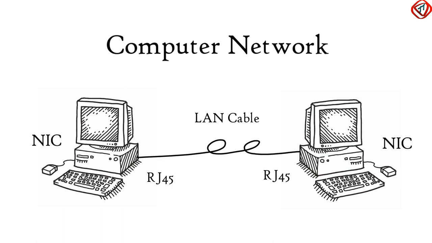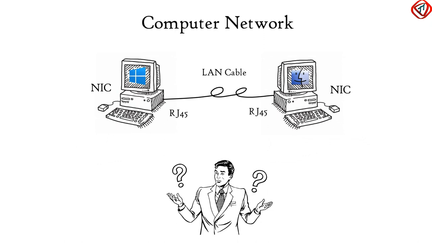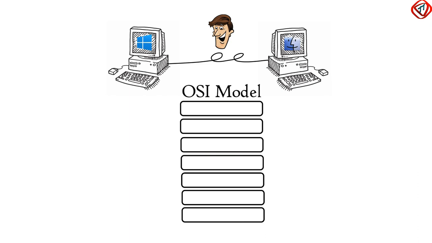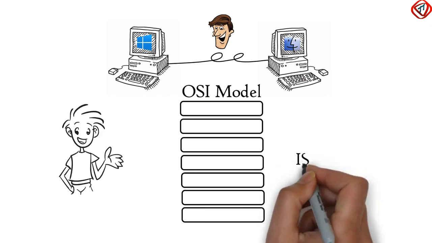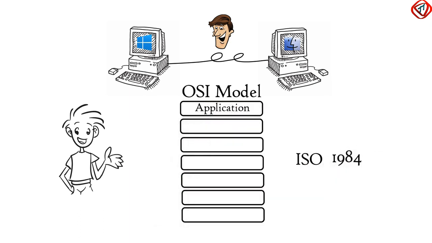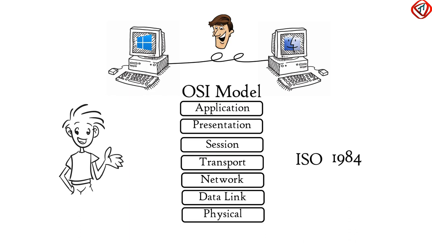But if one computer is based on Microsoft Windows and the other one has Mac OS installed, then how are these two computers going to communicate with each other? In order to accomplish successful communication between computers or networks of different architectures, the 7-layered OSI model was introduced by the International Organization for Standardization in 1984, containing the application layer, presentation layer, session layer, transport layer, network layer, data link layer, and physical layer.